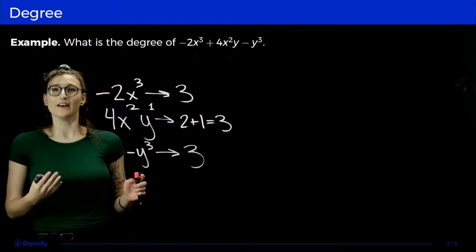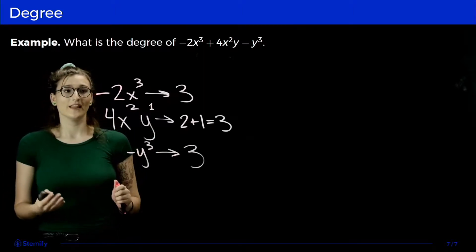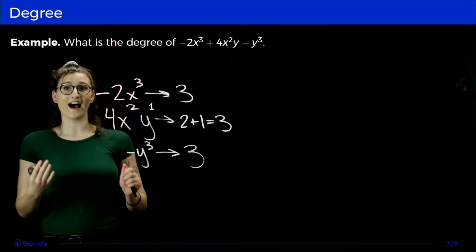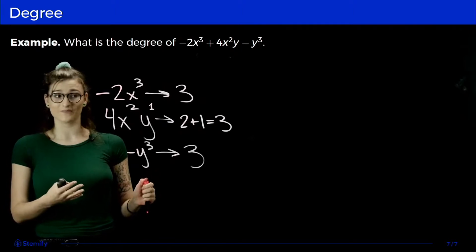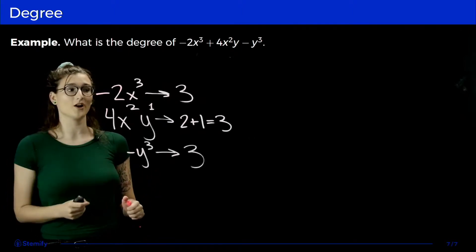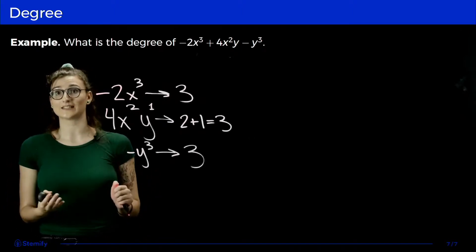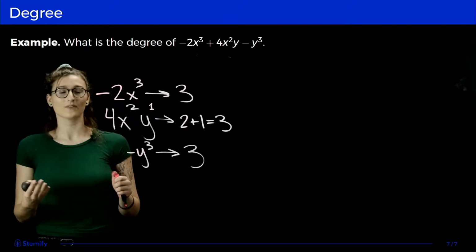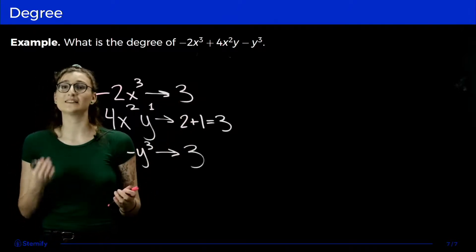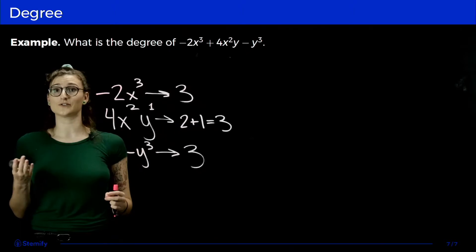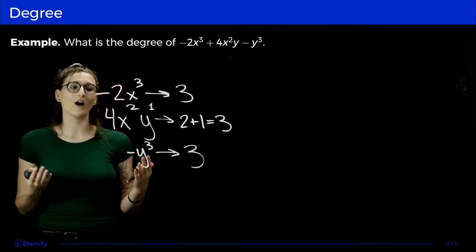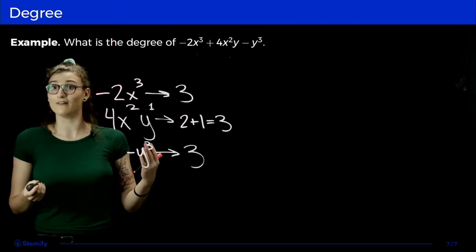Now we said that the degree of a polynomial is going to be the degree of the highest power monomial. In this case, all three of our monomials have the same exponent, or the same degree, which is 3, which means this is going to be a third degree polynomial, or a polynomial with a degree of 3.